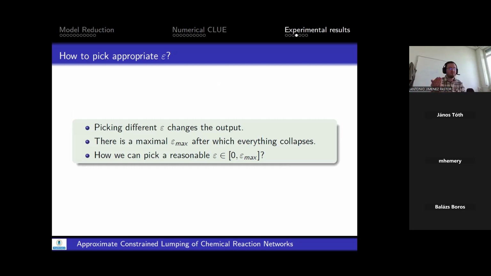And picking this epsilon depends on the model, depends on many things. So it's not that easy anymore, right? We will need to know the constant in the theorem that bounded the error somehow. And that is tricky without actually solving the system.